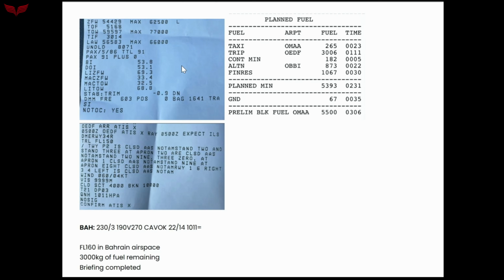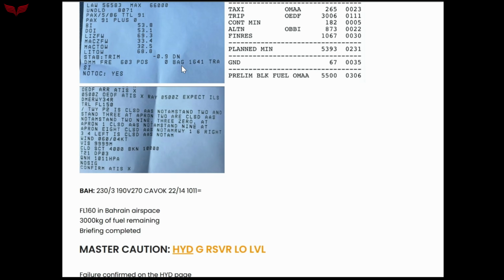At this point we get an ECAM, hydraulic green reservoir low level, which is confirmed on the hydraulic page. The aircraft remains stable. You don't lose any automation, there is no immediate threat to the flight path, and we have about 20 minutes to destination. Plenty of time to manage the failure.